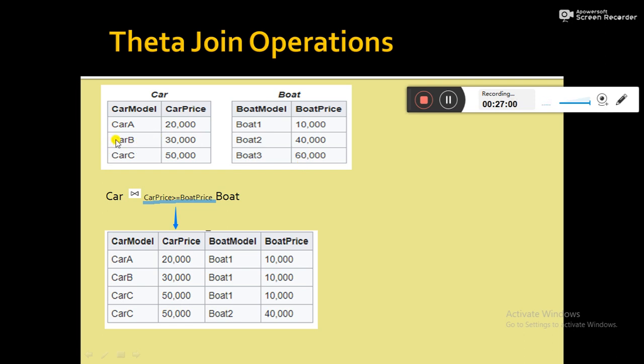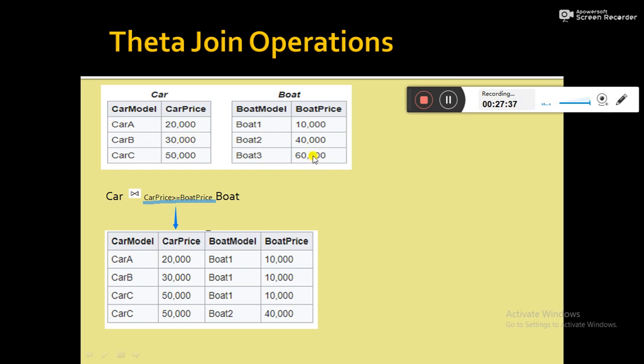Next, the second record of car is car B, 30,000. It is associated with the first record of boat. We check whether the condition is true or false. Yes, car price is greater than boat price. So car B 30,000, boat 1 10,000 is selected and will appear over here. Next, that record is associated with the second record. We check whether the condition is true or false. No, the condition is false; 30,000 is not greater than 40,000. Next, that record is associated with this record. Now the condition is whether car price 30,000 is greater than 60,000.